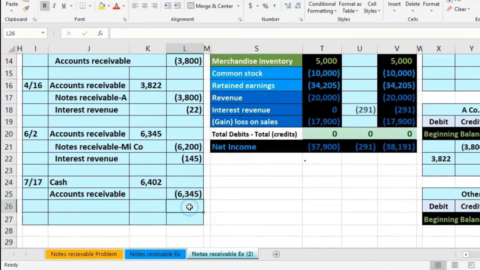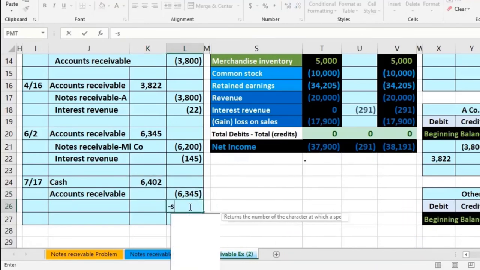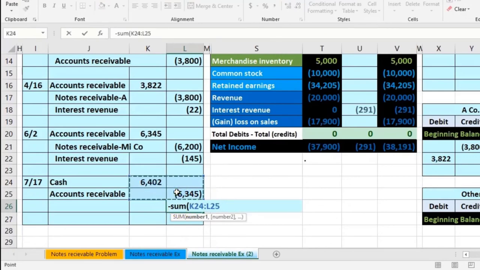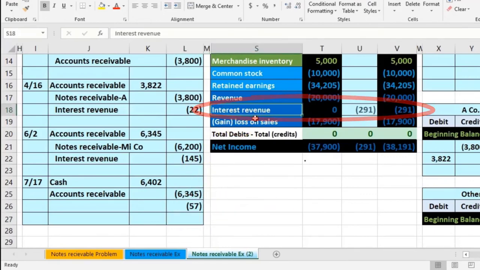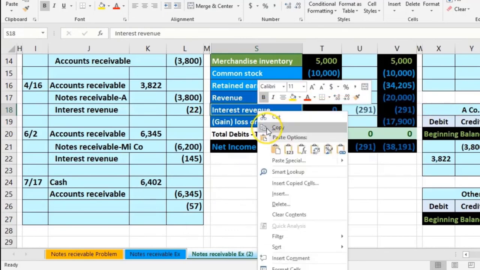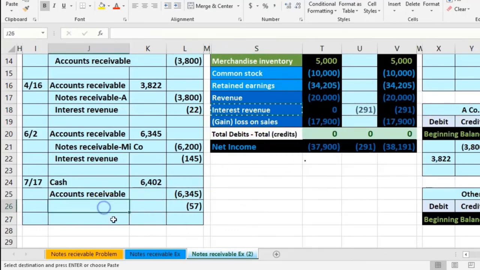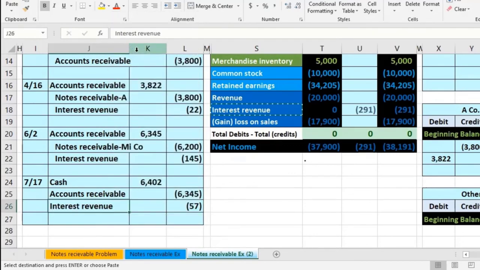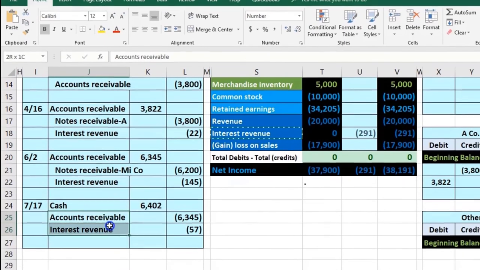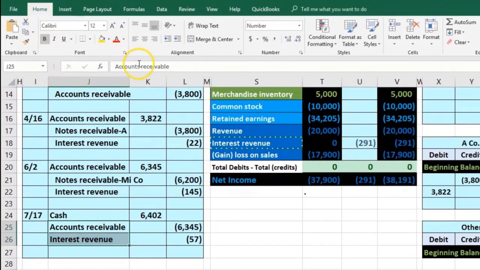So I'm going to use the negative sum plug function, negative SUM of these cells, giving credit 57, that then being interest revenue. Interest revenue has a credit balance. We're going to make it go up by doing the same thing to it, another credit. Right click and copy. Put that in J26. Right click and paste. 1, 2, 3. I'm going to indent these two, highlighting these two. Home tab, alignment, increase indent.